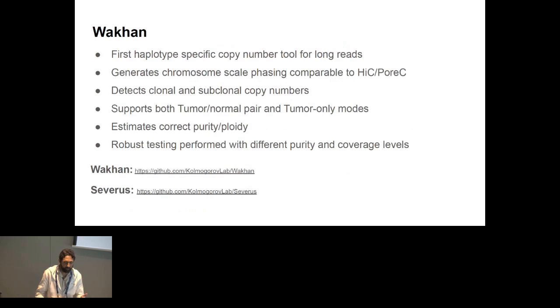Vahan is the first haplotype-specific copy number tool for long reads. It generates chromosome-scale phasing comparable to Hi-C and Pore-C data. It detects clonal and subclonal copy numbers. It supports both tumor and normal pair modes. It correctly estimates purity and ploidy of the sample. We have performed very robust testing on different technologies, different data sets, and different tools, both short read and long read. It will be described in the paper. Thank you so much. It's available on GitHub.